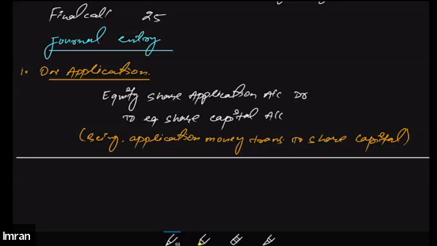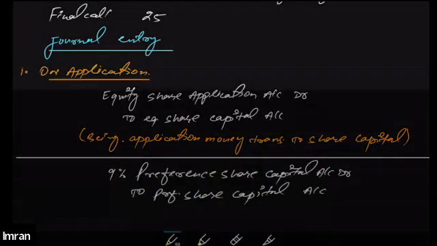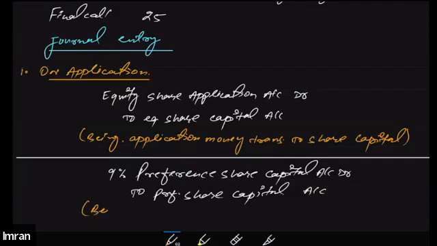And then we will pass the journal entry for the application of 9% preference shares. For that, it will be 9% preference share application account debit to preference share capital account, and we will write down the narration as well: being preference share application transferred to share capital.